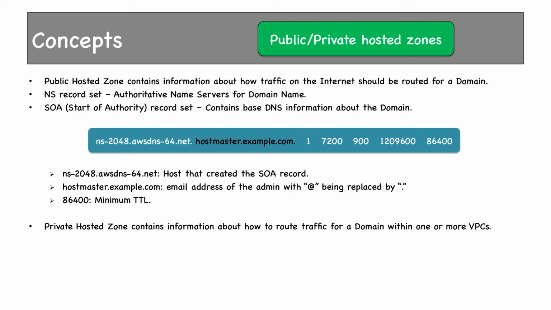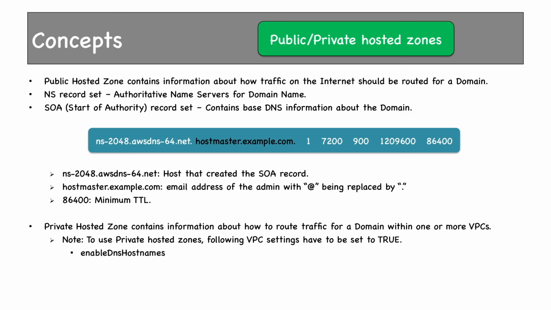Private hosted zones, on the other hand, contain information about how to route traffic for a domain within one or more VPCs. So, private hosted zones work only at VPC level. If you create a private hosted zone, you cannot use that domain name to route traffic from the internet to your server. Note, to use private hosted zones, these VPC settings have to be enabled or set to true. One is enable DNS hostnames and the other is enable DNS support. We have to enable both of these for private hosted zones to work.